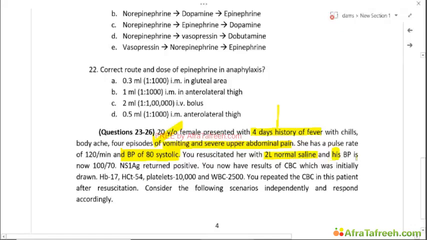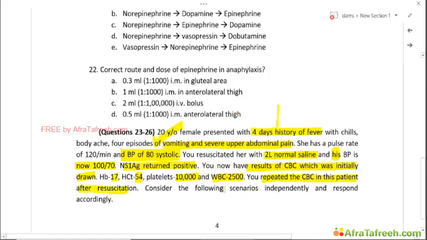I'm sorry, this should be her, and her blood pressure is now 100/70, which is okay. NS1 turned out to be positive, which means this is a dengue, a patient with severe dengue. Now the results of the CBC which was drawn initially were out, which suggests a hemoglobin of 17, hematocrit of 54, platelets of 10,000, and a leukopenia, which is 2,500 of WBCs. Now you gave the resuscitation and repeated the CBC of this patient after resuscitation.